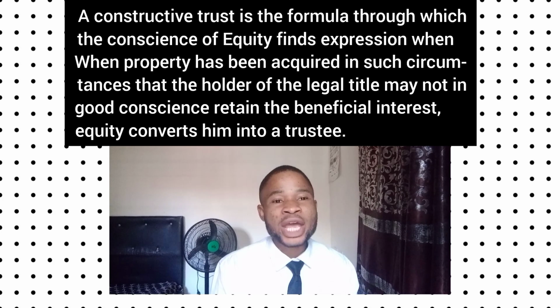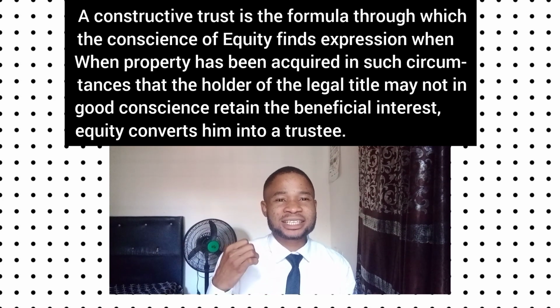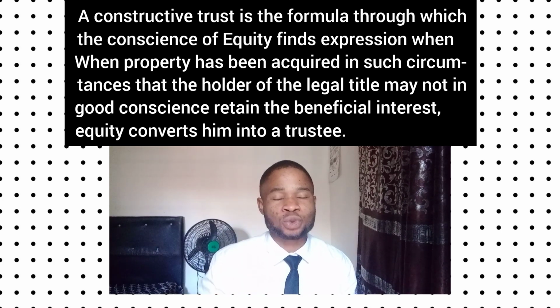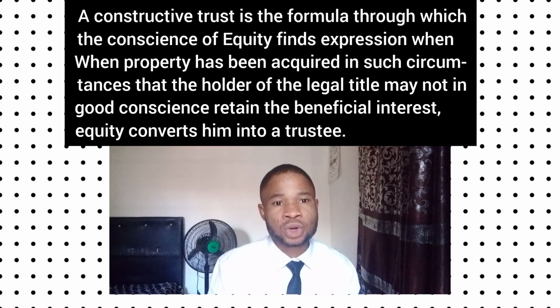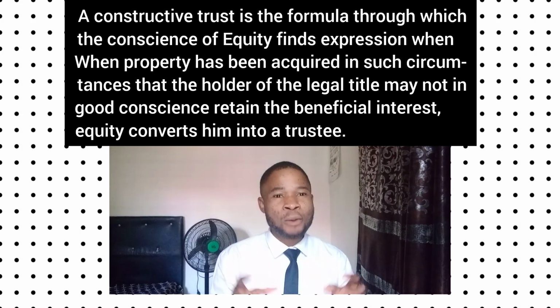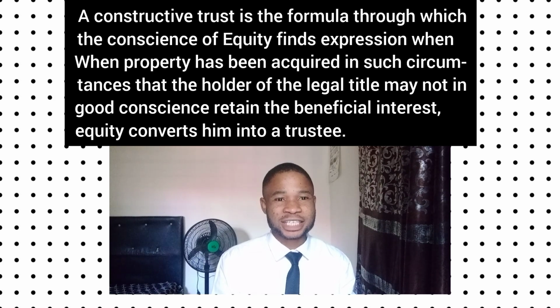You see, so where a person holding the legal title to the property is retaining the beneficial interest of that property, but he is not doing that in good conscience, it is not justifiable or equitable for him to do so, and he is doing that to the detriment of the person who is actually entitled to the property, then equity will declare him to be a trustee. So it is the formula, the method through which the conscience of equity finds expression.